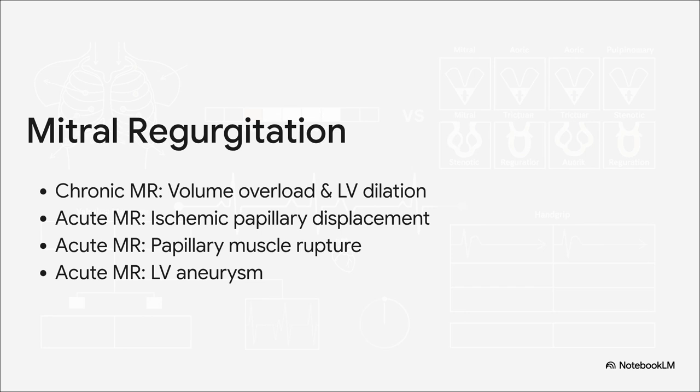If you've got a patient presenting post-myocardial infarction with a sudden, brand-new hollow systolic murmur at the apex, your differential has to instantly prioritize ischemic papillary muscle displacement, which happens pretty much immediately, or a full papillary muscle rupture, which typically hits a few days later.